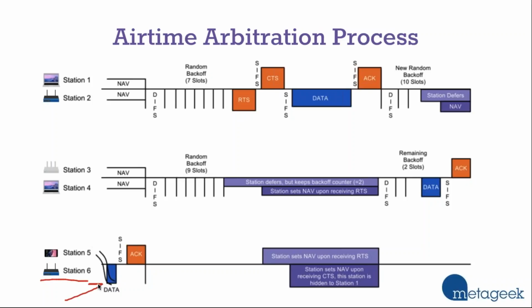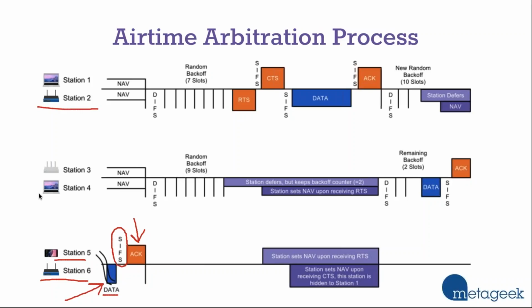At this point in time, station 6 is just finishing up sending some data, and then there's a SIFS, that's a short interframe spacing. It's kind of like a breath between words, like I just took. It's just a little bit of a breath between those different frames, and then station 5 transmits its acknowledgement. So we have our data frame, and then we reply with the acknowledgement.